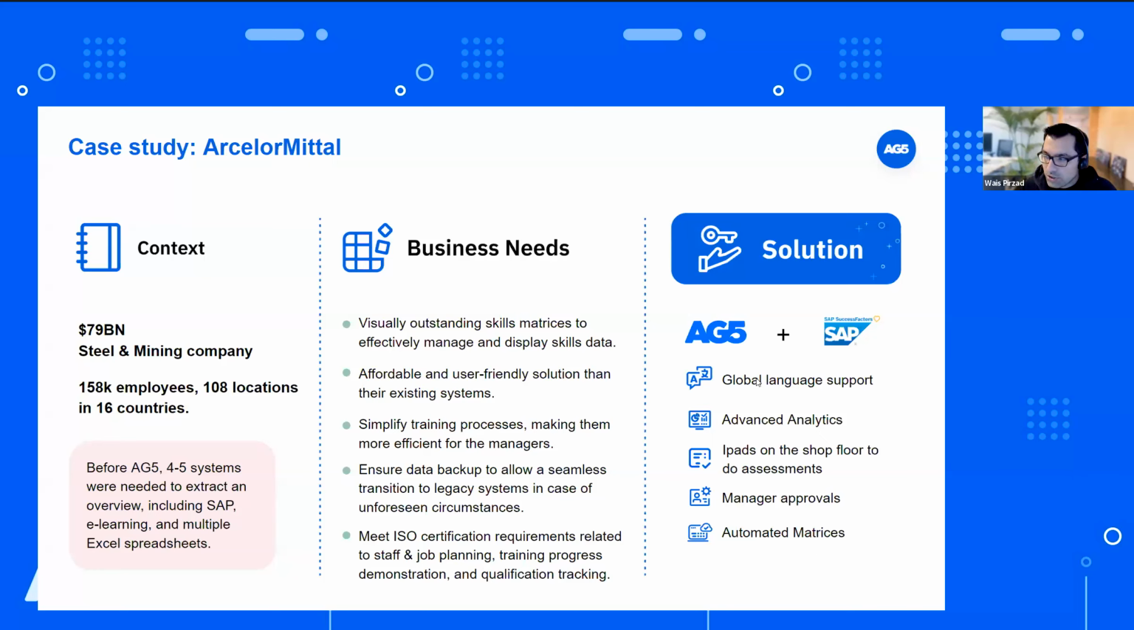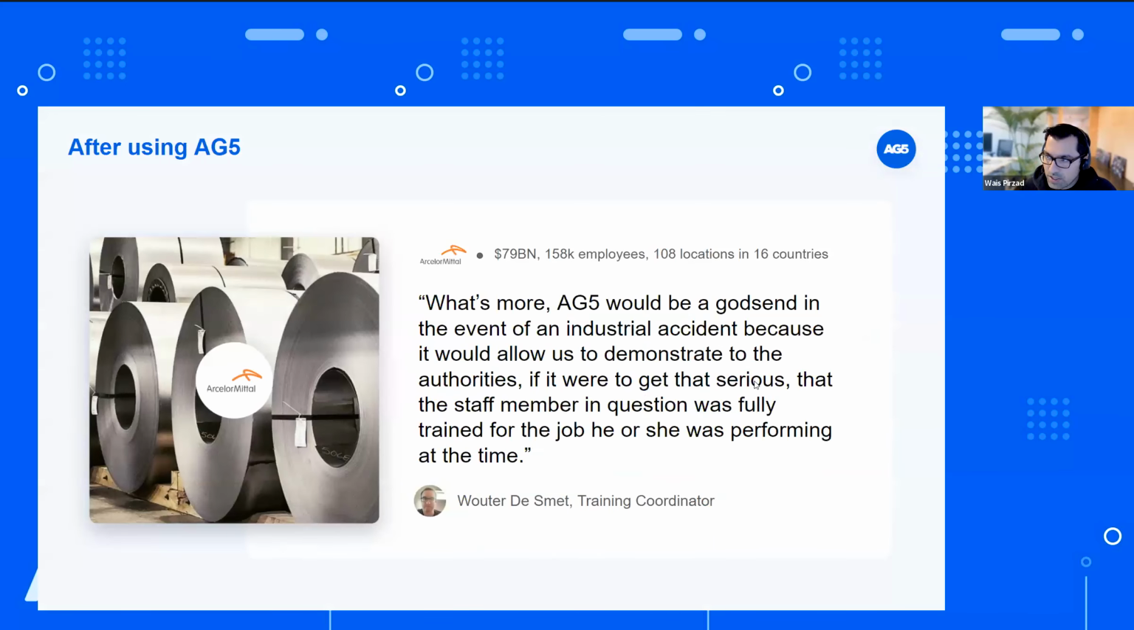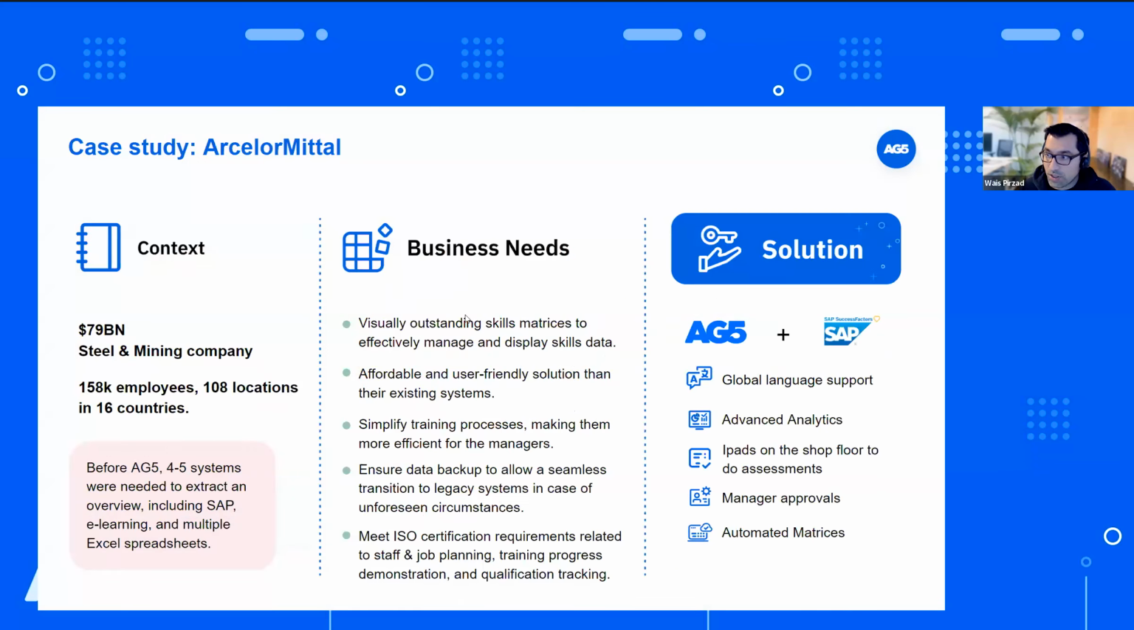So ArcelorMittal, we have helped with AG5, and one of the things that they have said about it, which you can, by the way, guys, also read in our blogs, is: what's more, AG5 would be a godsend in the event of an industrial accident, because it would allow us to demonstrate to the authorities, if it were to get that serious, that the staff member in question was fully trained for the job he or she was performing. So they don't have to worry that they can't show authorities, when someone has had an accident, whether they were qualified or not. So this is how we have helped ArcelorMittal with their business needs.